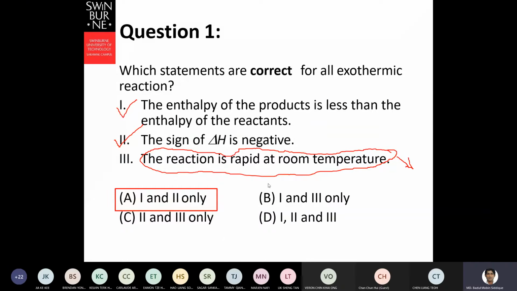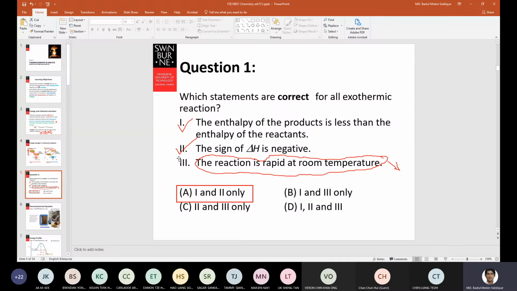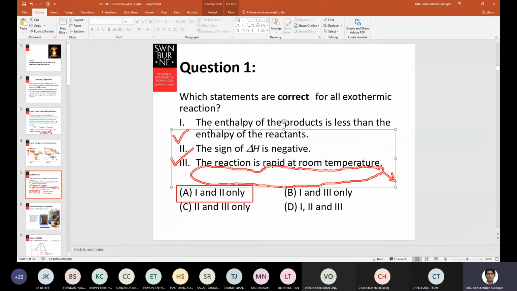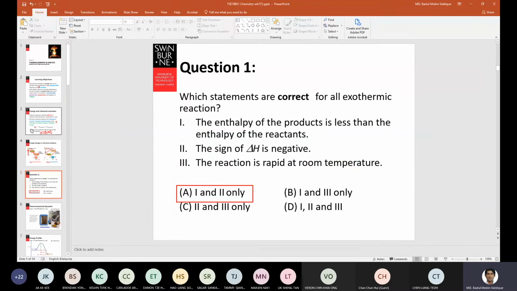Let's go to menti.com. I have prepared one. Easy. Okay, so any question?